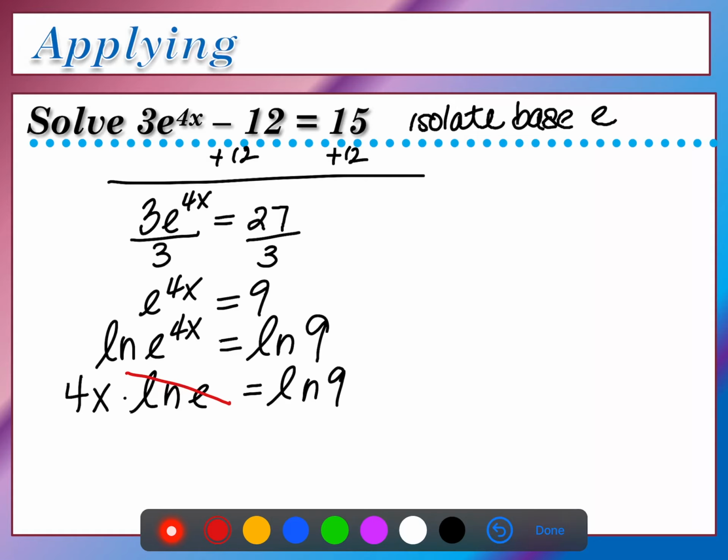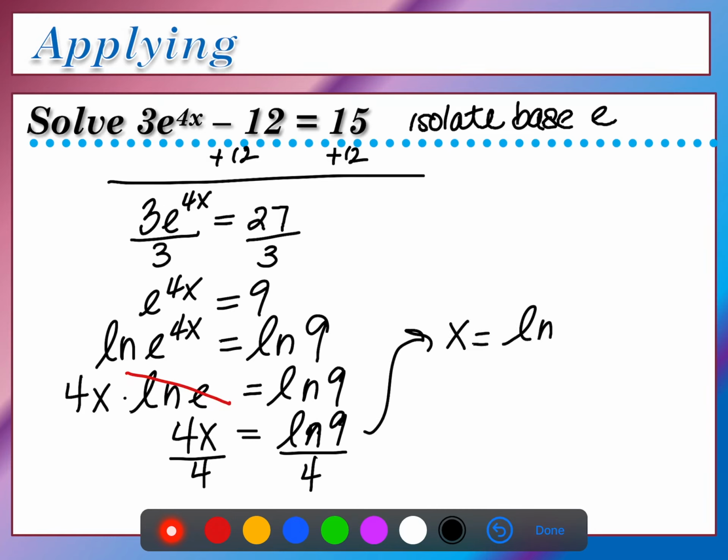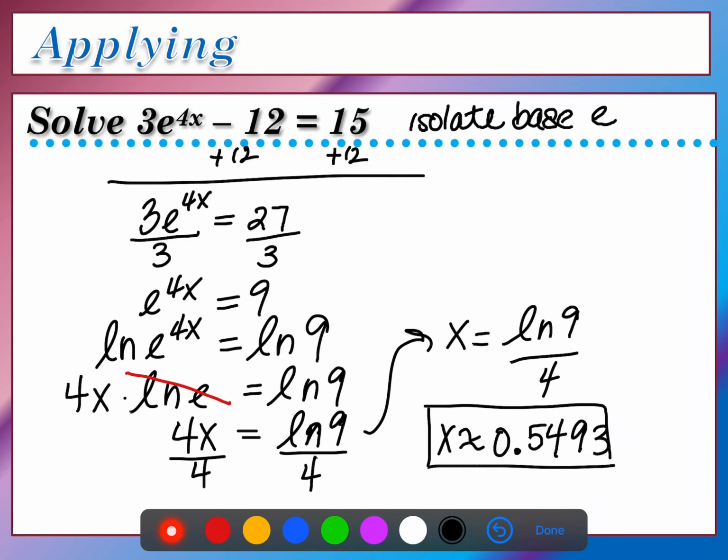Okay, so ln of e cancels. I have 4x equals ln of 9, and then divide by 4. So x equals ln of 9 over 4. And again, that's just an expression that you can put in your calculator to evaluate. The ln button is right by the 4. So natural log of 9, we get 0.5493. Still using 4 decimal places, even with base e.